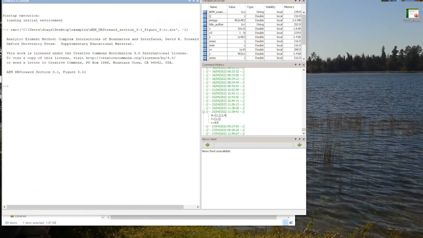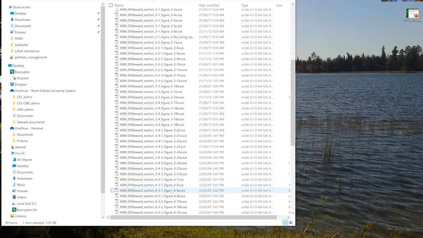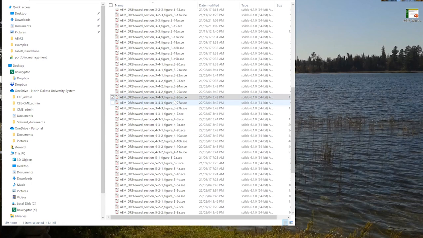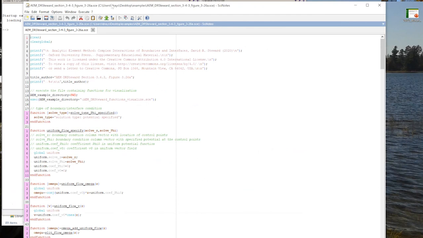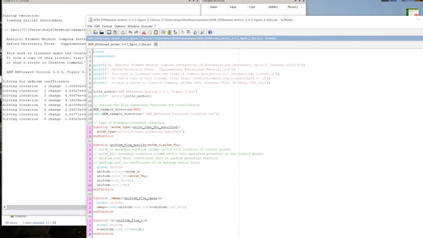So I'll take you to a little bit more complicated example. Let me go down here to this one. I'm just running this on a laptop. So I'll start it running, and then I'll take you through the code as it's running. This one takes about a minute to run.